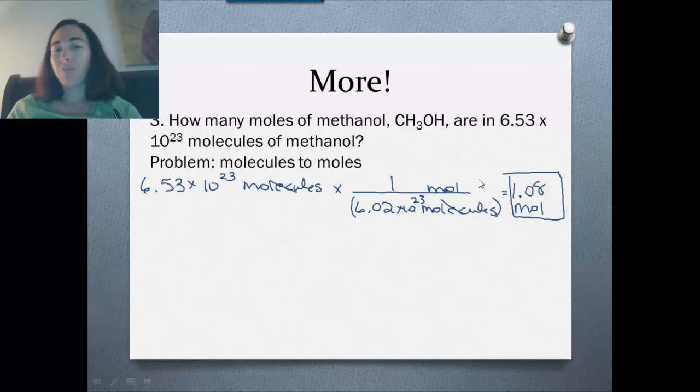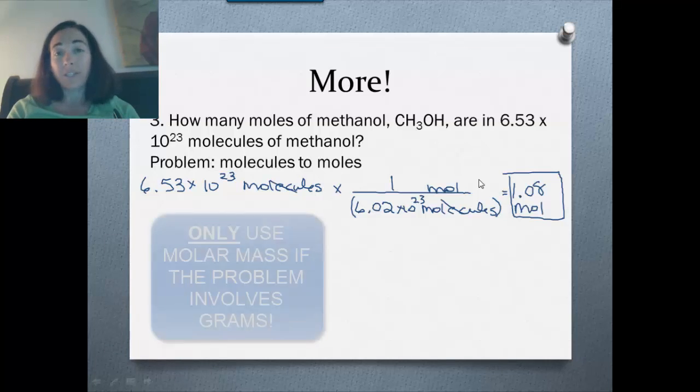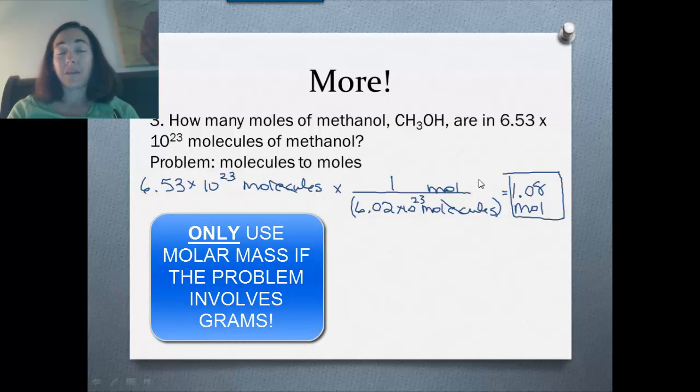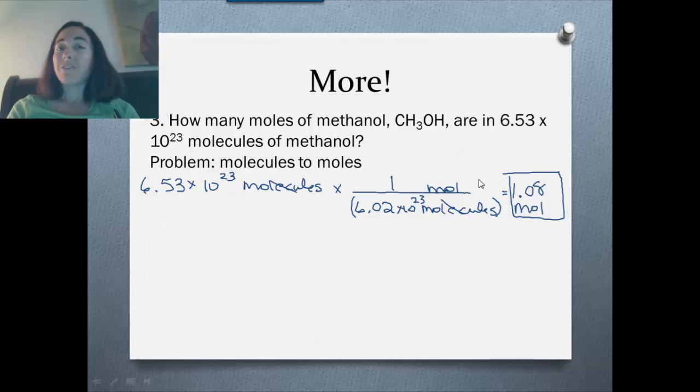Now you may be thinking, well, why was this problem in this PowerPoint? Because it's a review question. I didn't even use the grams for methanol. That's exactly why it's in this PowerPoint, because I wanted to have you look at it and recognize that when you're working with molecules or particles, atoms or formula units and moles, you don't need the grams or the molar mass of the substance. They will give you its formula, but you are not required to find the molar mass in order to do this conversion. The only time you need the molar mass is if your problem involves grams.